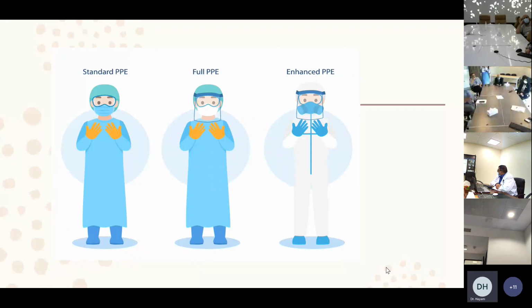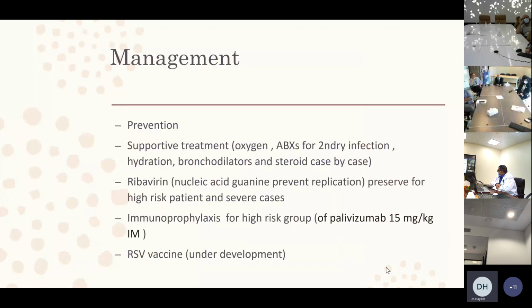Ribavirin, which is a nucleic acid analog of guanine, prevents replication that happens within the epithelial cell. This is reserved for high-risk patients and severe cases. And immunoprophylaxis is the best till now.